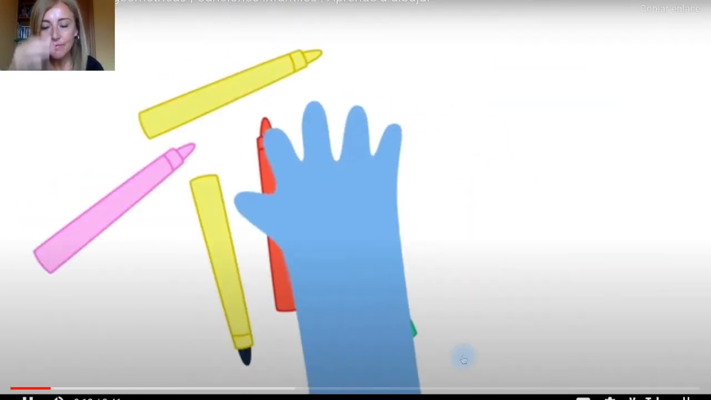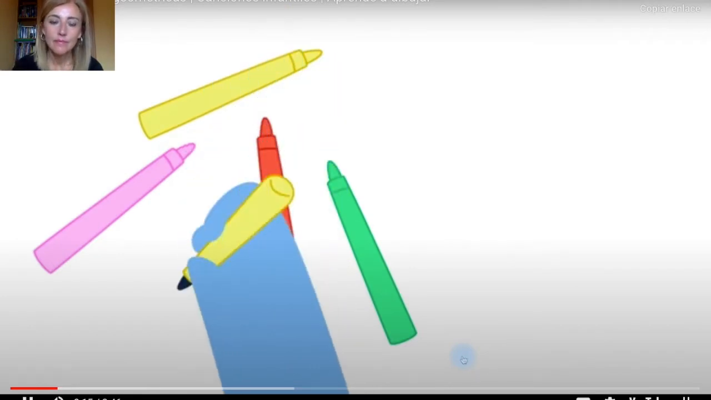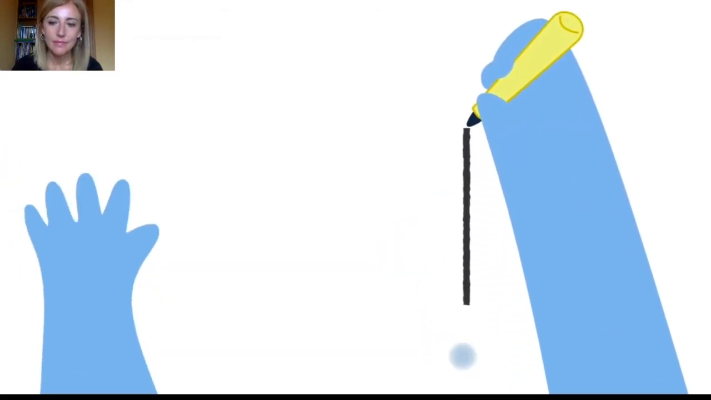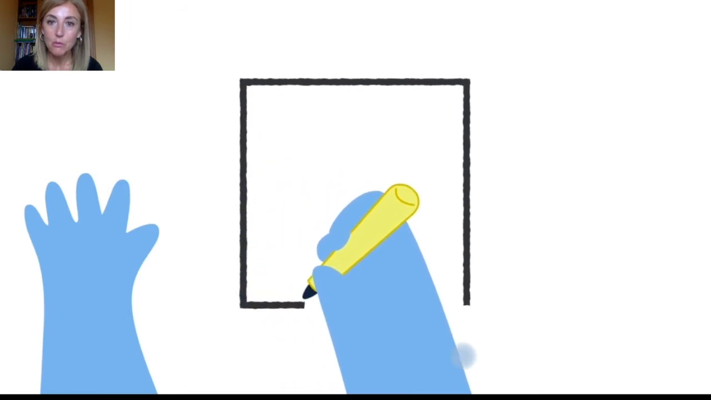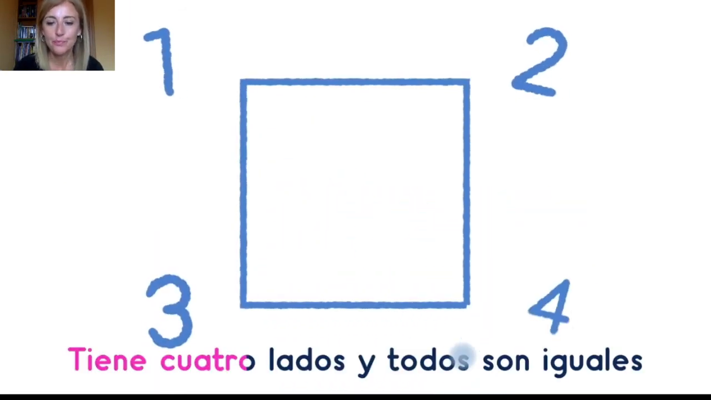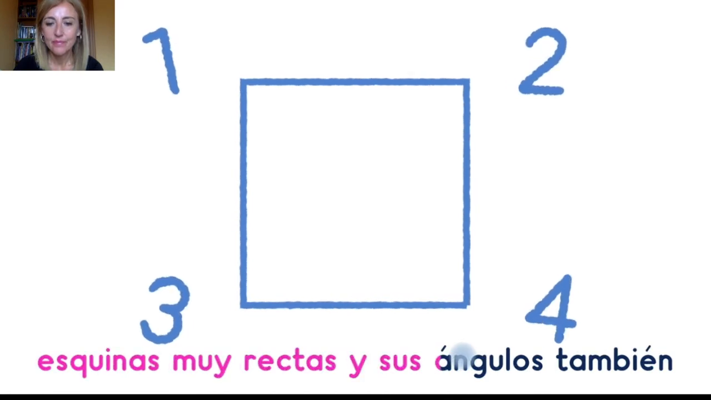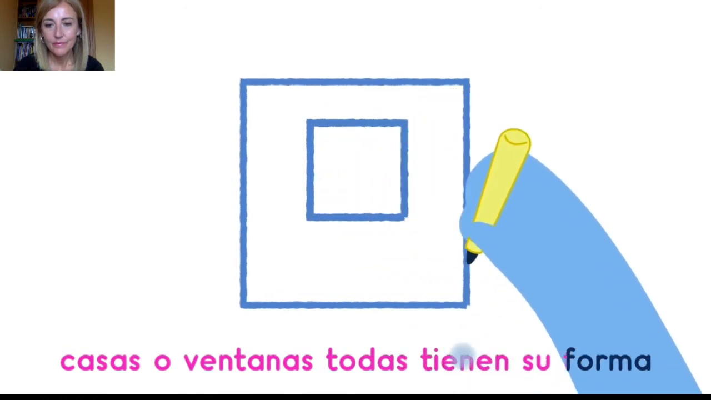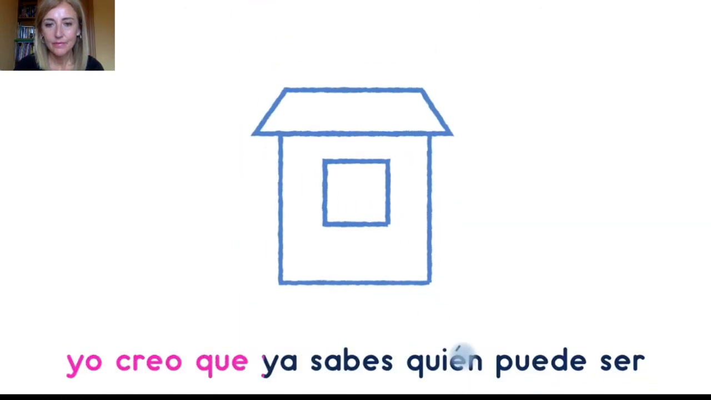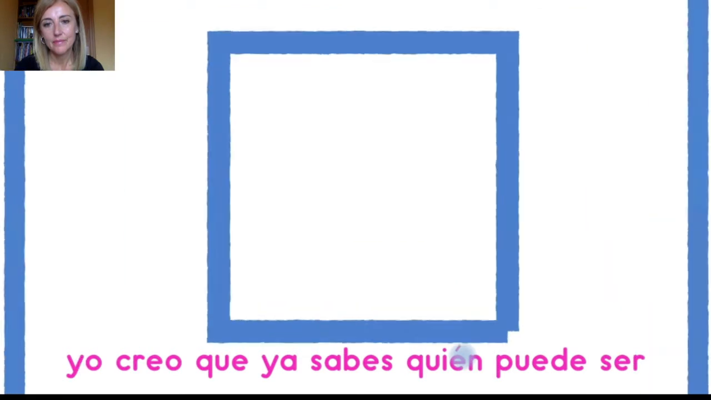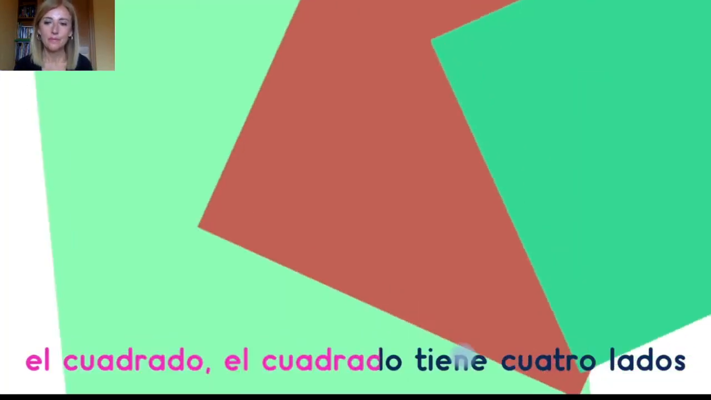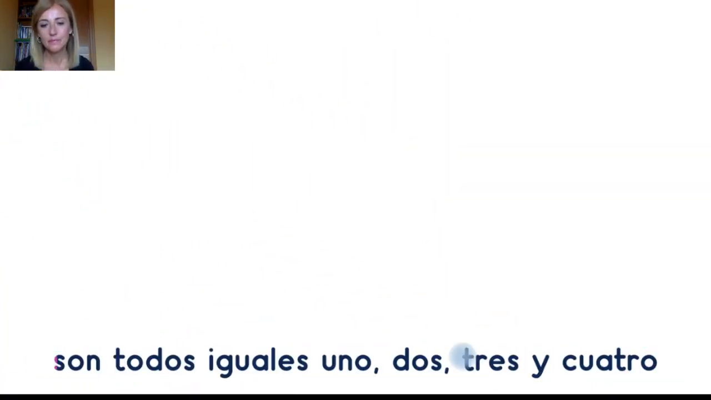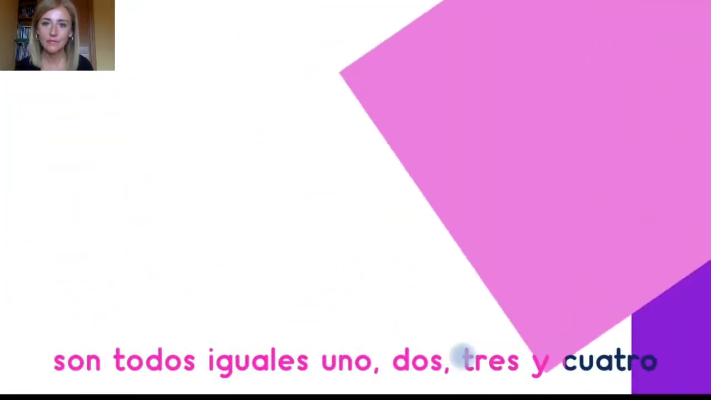preocupes, un secreto te voy a contar. Todo lo que ves con formas geométricas, lo puedes hacer. So that would be tiene cuatro lados y todos son iguales. Esquinas muy rectas y sus ángulos también. Casas o ventanas, todas tienen su forma. Yo creo que ya sabes quién puede ser. El cuadrado tiene cuatro lados. Son todos iguales, uno, dos, tres y cuatro.